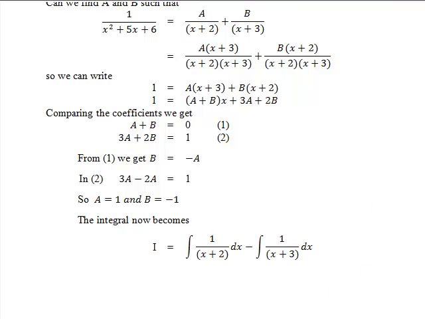So substituting that into here, we can write the integral is the integral of this term plus this term, and these are linear terms in x. Each one of those can be integrated. That's going to be log to the base e of x plus 2, that's going to be the log to the base e of x plus 3, plus the constant of integration.